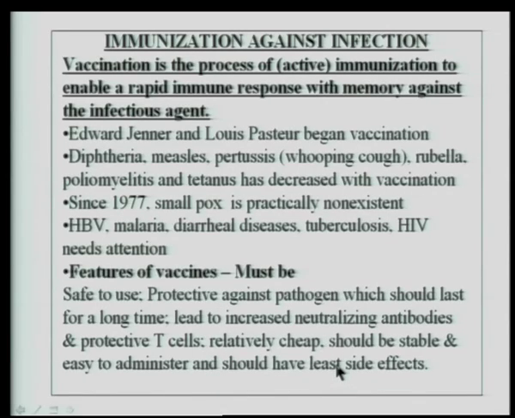It has to be relatively cheap, it should be stable and easy to administer, and should have, of course, least side effects. It should be relatively cheap, since many of the poor developing countries need to afford them. They should be stable, because they have to be stored for long periods of time. One cannot afford to make these vaccines using all the complicated procedures that I am going to describe in the next few slides. It cannot be done so easily all the time. So, they have to be stored for some time at some place in order to be used for a long period of time. And so, they should be stable.